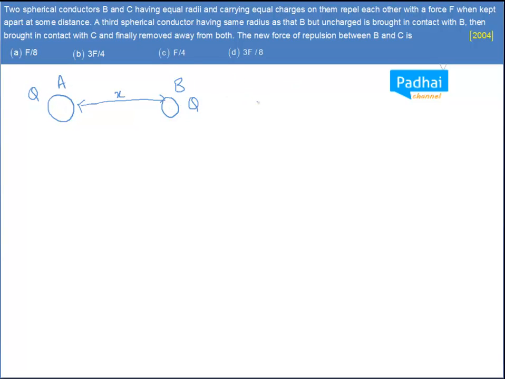So that means the force between them will be what? K Q square upon x square, right? So this will be the force F. Now, a third spherical conductor having the same radii as that of B, but uncharged, is brought in contact with B.